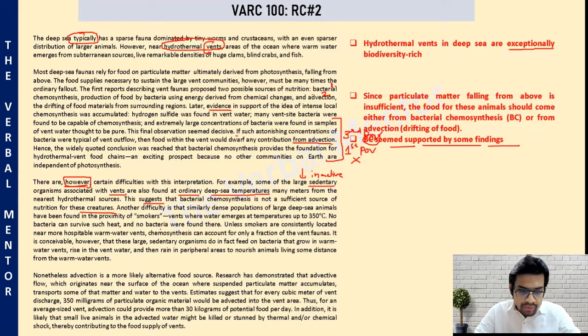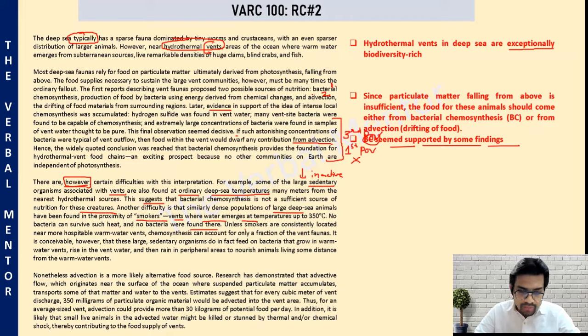Another difficulty is that similarly dense populations of large deep sea animals have been found in the proximity of smokers. So large animals are also found in some other areas. Smokers, what are these areas? The vents where water emerges at temperatures of up to 350 degrees Celsius. No bacteria can survive such heat. So he's saying that extremely hot vents are also there in which bacteria can't survive. Still, large animals are found near these vents as well, which means bacterial chemosynthesis cannot be the possible source of food for these regions, and no bacteria were found there.